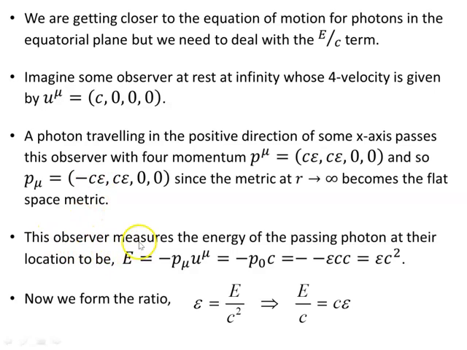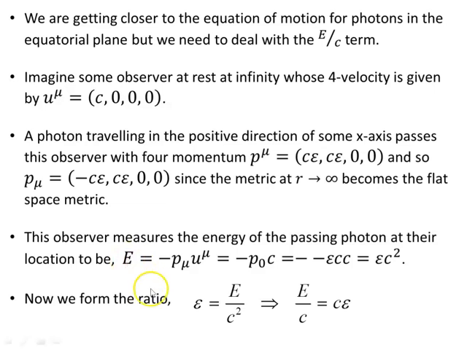This observer then measures the energy of the passing photon at their location, at the instant it passes, to be E equals minus p_mu u^mu, minus p_0 c, equals minus epsilon c times c. Okay, p_0 here is this minus c epsilon, and this u^0 term here was just this plus c. So that's how they've come about. Two minuses cancel, we get epsilon times c squared is equal to the energy measured by the observer.